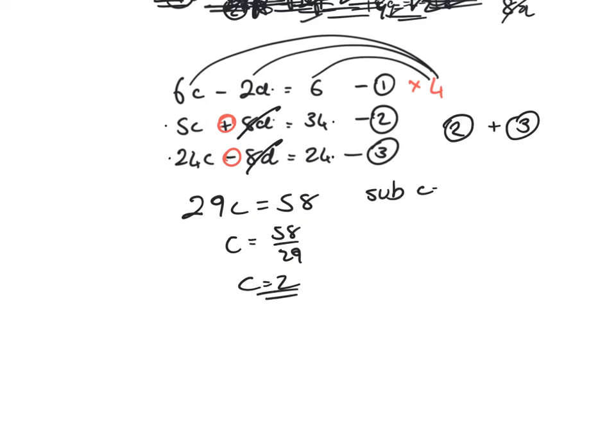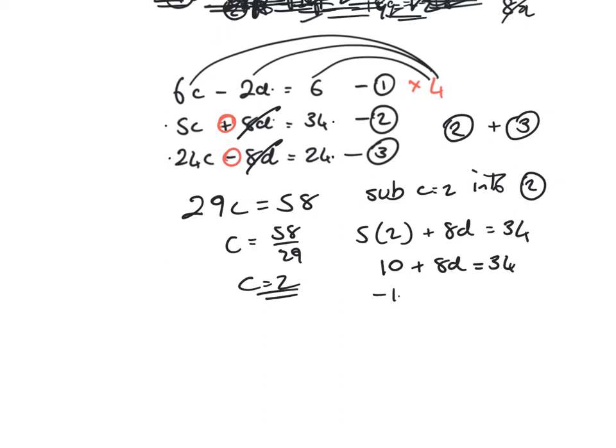I'm now going to sub c equals 2 into one of the equations, and I'm going to sub it into equation 2 this time. So in equation 2 where I see c, I'm going to replace it with 2, so it'll be 5 lots of 2 plus 8d is equal to 34. That's 10 plus 8d equals 34. I then take 10 from both sides, and that will give me 8d equals 24. Bring the 8 down and divide, and that will be d equals 24 over 8, and d is equal to 3. Final answer, d equals 3, c equals 2.